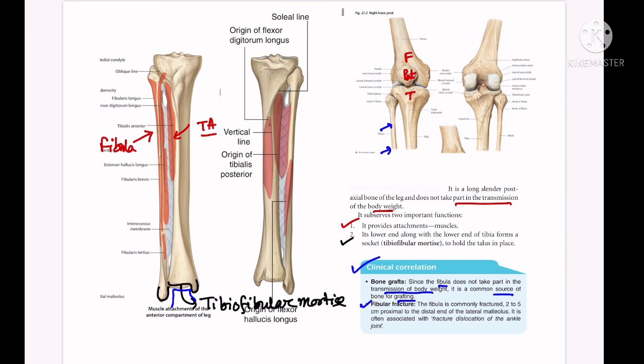And number two, fibular fracture. It is a slender and weak bone, so it is commonly fractured 2 to 5 cm proximal to the distal end of the lateral malleolus. It is often associated with the fracture dislocation of the ankle joint. So fracture of the fibula is often associated with dislocation of the ankle joint. Dislocation of ankle joint. Fracture fibula.